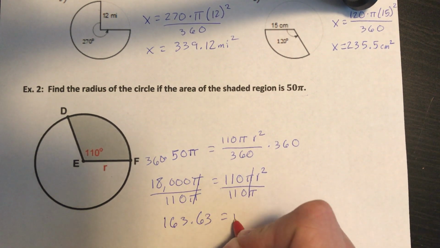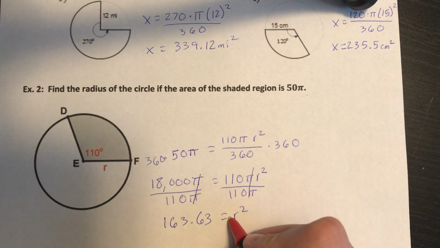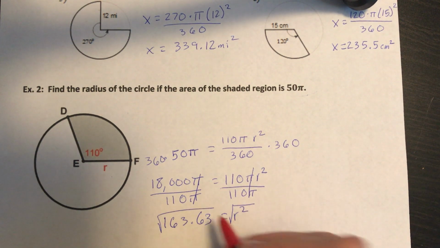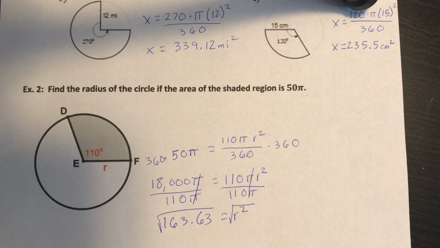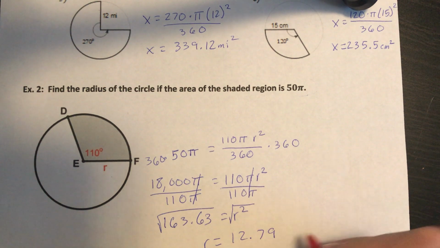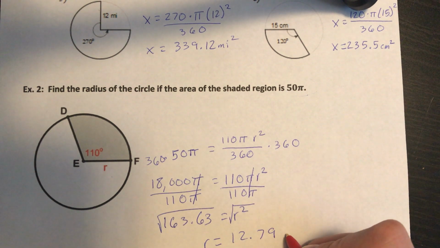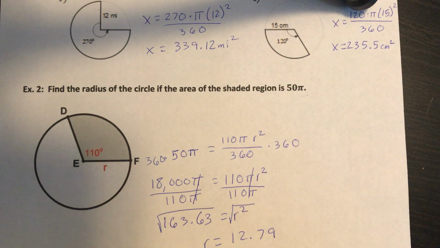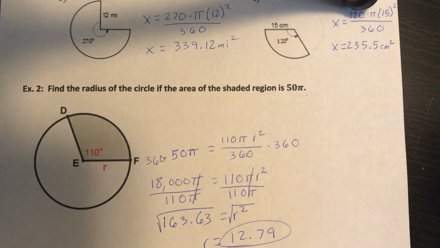When you get that, you're going to get 163.63 equals r squared, and the opposite operation of something that's squared is the square root. So I'm just going to take the square root of that and I get 12.79. And that is our answer.